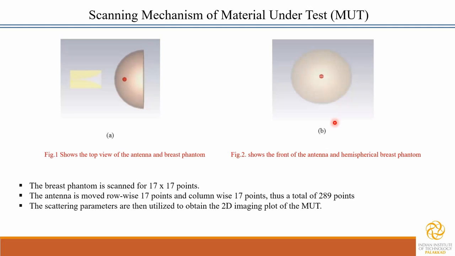So one can see that the breast phantom is scanned by 17 by 17 points. Hence, the antenna is moved row-wise by 17 points and column-wise by 17 points. Thus, a total of 289 points. The scattering parameters are measured and then utilized to obtain the 2D imaging plot of the MOT.